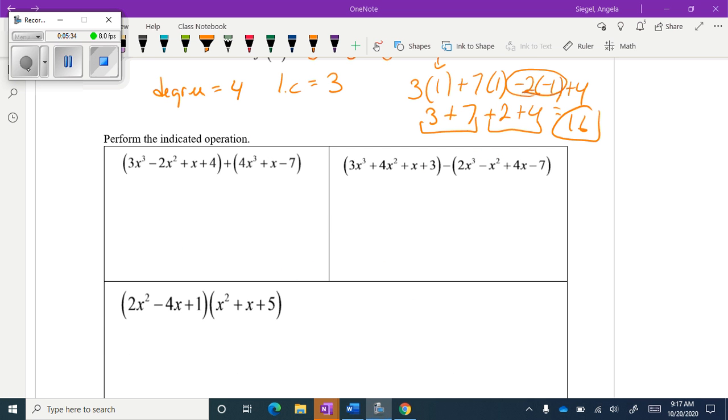Okay, so we have 3 things that we're going to do here. We're going to add, subtract, and multiply. When you're multiplying, some of you like to do the box method. That's totally okay. What I do is I take this and distribute it to everything, and then take this and distribute it to everything, and then finally take the 1 and distribute it to everything. So that's my game plan there.